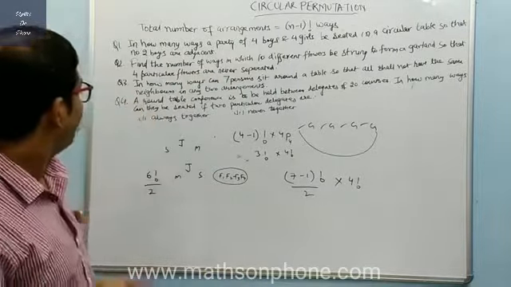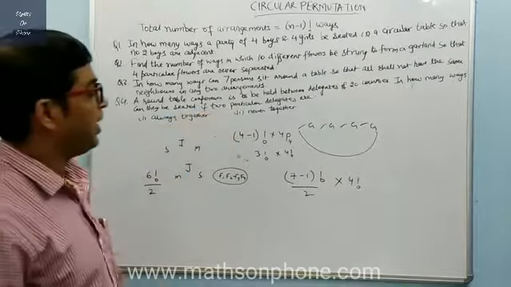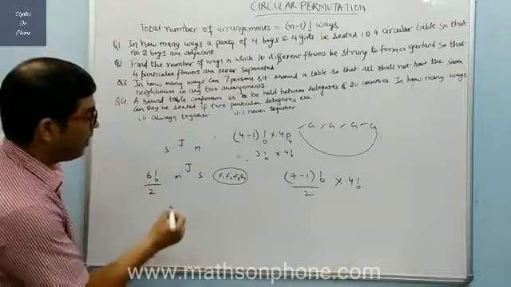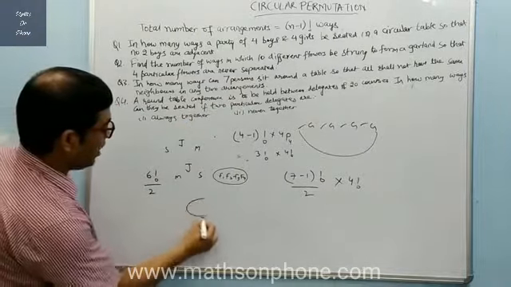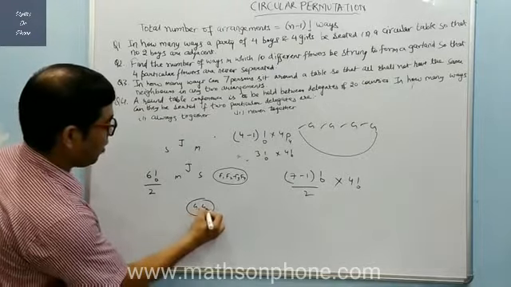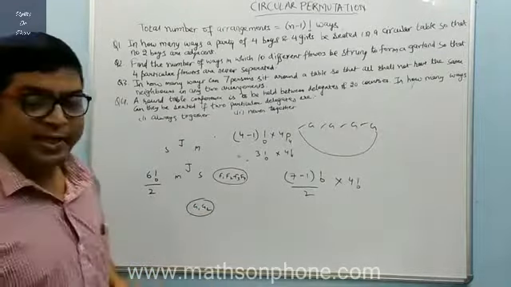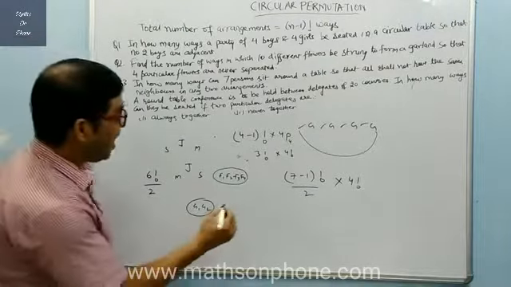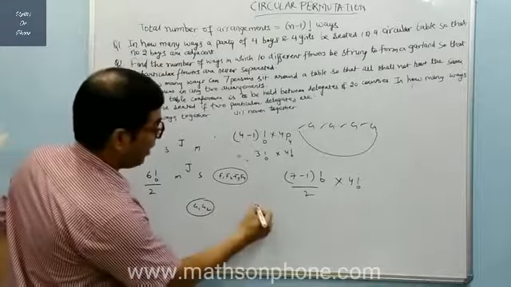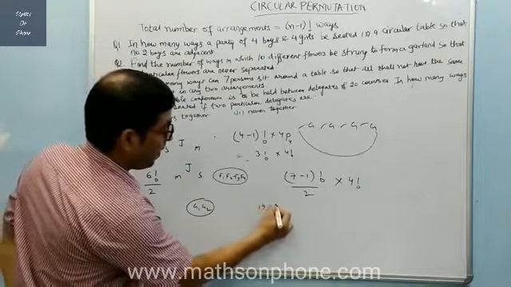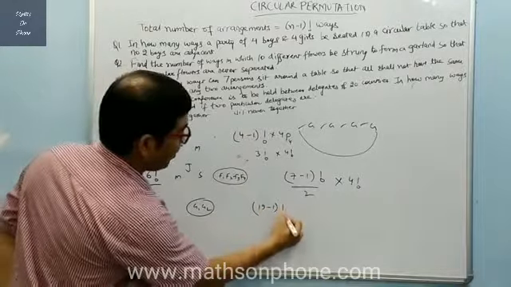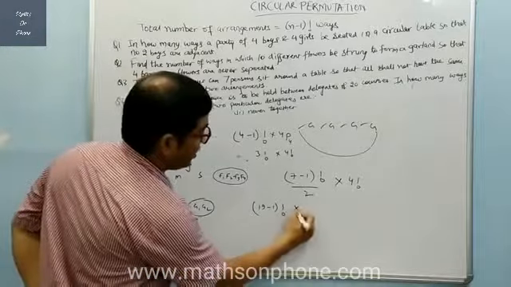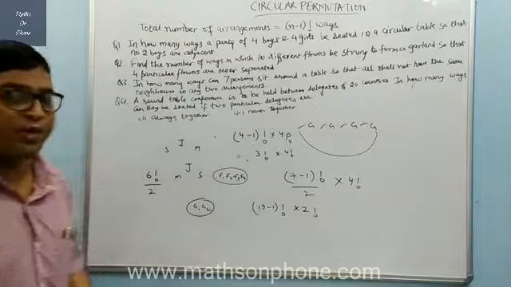Now question number 4. A round table conference is to be held between the delegates of 20 countries. How many ways can they be seated if 2 particular delegates are always together? Very simple case. You just keep 2 guests in a bag. Remaining 18 guests are there. 18 guests plus 1 bag. 19 things that can be arranged in 19 minus 1 factorial ways, because n minus 1 factorial. And these 2 guests who are always together can change their positions in 2 factorial ways.